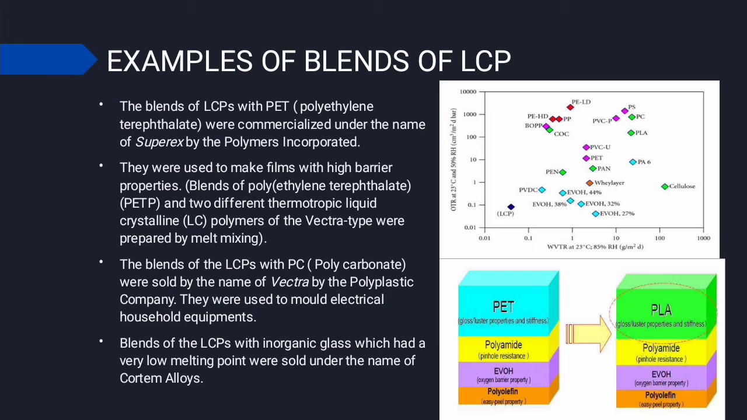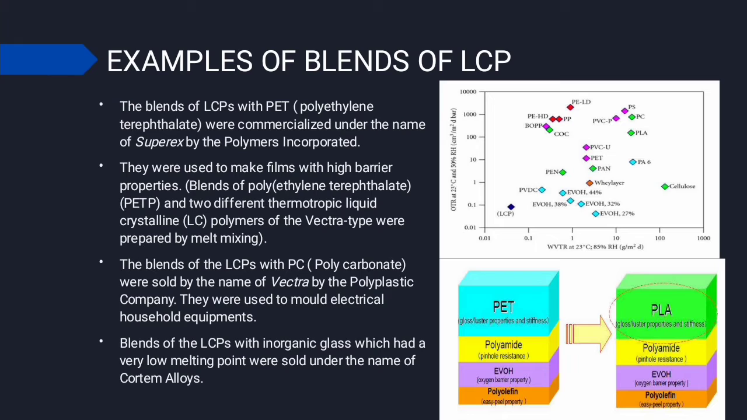Also, the blend of LCP with inorganic glass, which had a very low melting point, was sold under the name of Cotton Alloys. These figures show the polyester, polyethylene terephthalate, and polyamide, EVOH or polyolefins, and polyamide and EVOH and polyolefin.